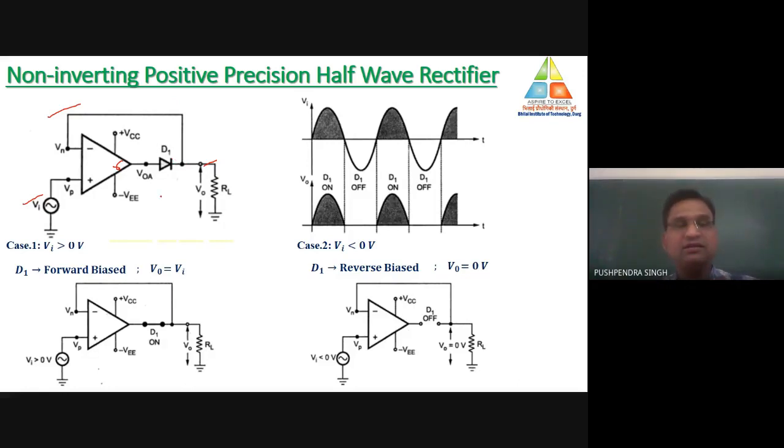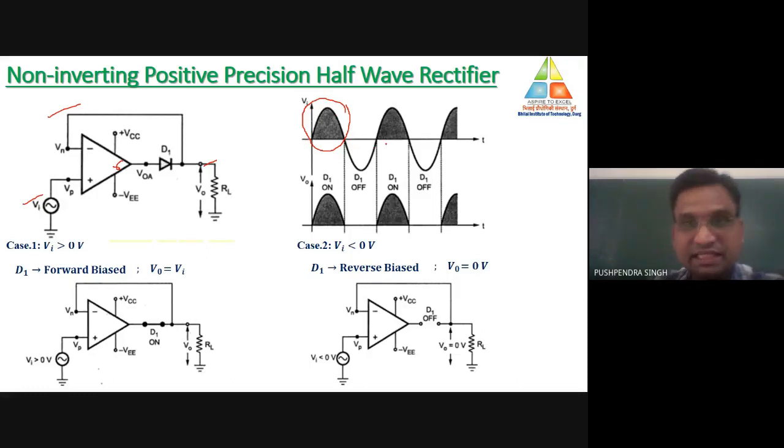The operation of all the rectifier circuits is divided into two cases. What are the two cases? The first case is when the level of the input signal is more than 0. That means we will analyze the circuit when the level of the input signal is more than 0.